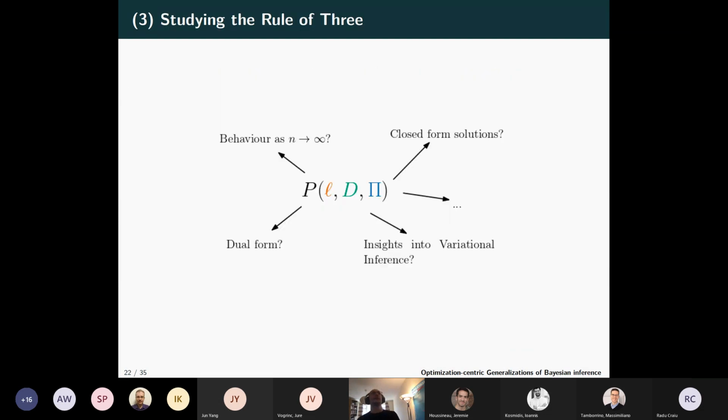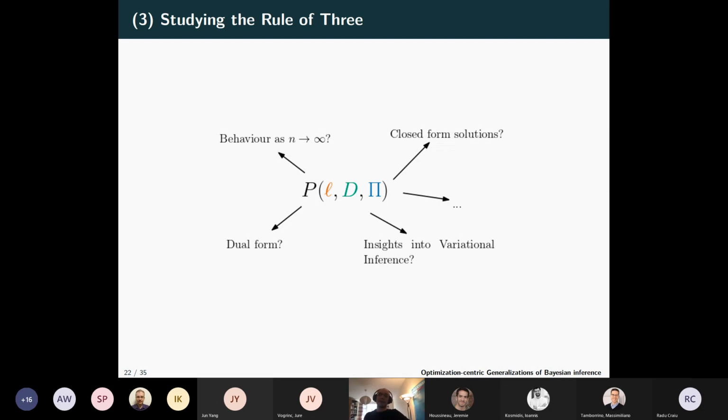Okay, and so in the last part, I want to talk a bit more about some of the, so far I've talked mostly about methodology. I want to talk a bit more about some of the theory questions that I'm answering at the moment, or that I've looked at in the past. And one particular interesting behavior that I've looked at is asymptotics. So what happens as n goes to infinity?